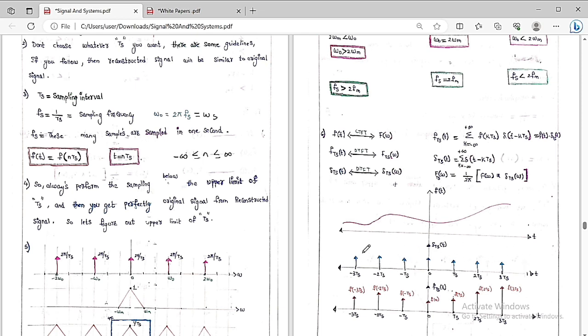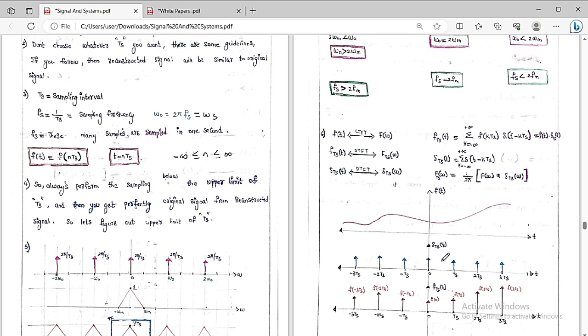This is the impulse train. What is the impulse train? I've already told you. I'm going to give you the notation: sigma k equals minus m to plus m of delta of t minus k Ts. I've already told you that. So this is the impulse train, which I'm going to write simply as delta Ts of t. A small notation I'm going to give.